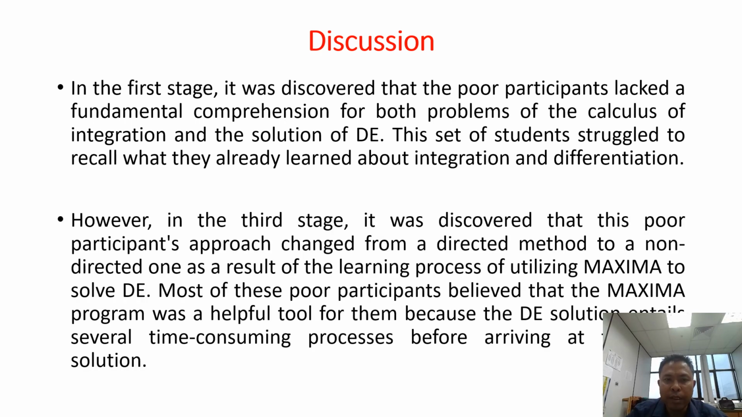In the third stage, it was found that the poor participant's approach changed from a directed method to a non-directed method. Directed method means that they have to follow certain rules from calculus. However, by using Maxima, they will use a more non-directed method, so they will use their own way of solving the problem. This is much less time-consuming, and it will be more fun to solve the problem.